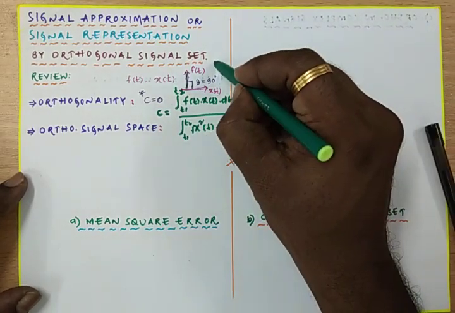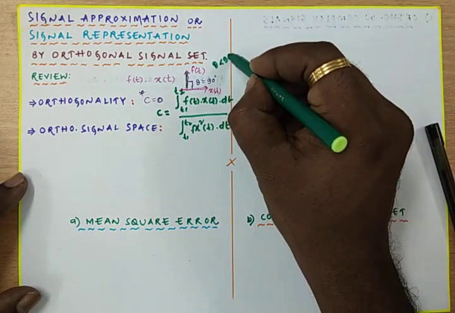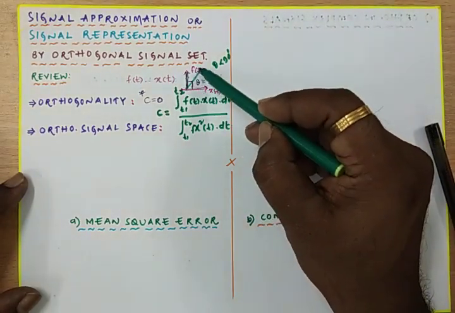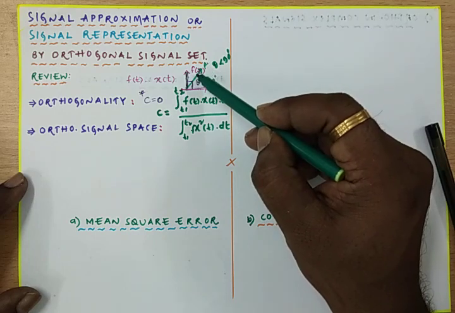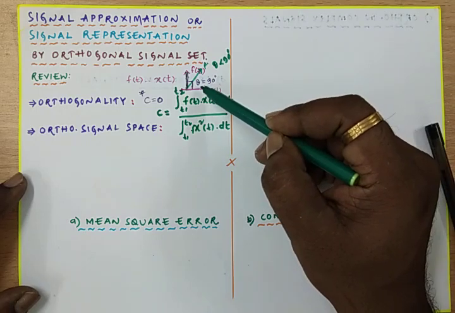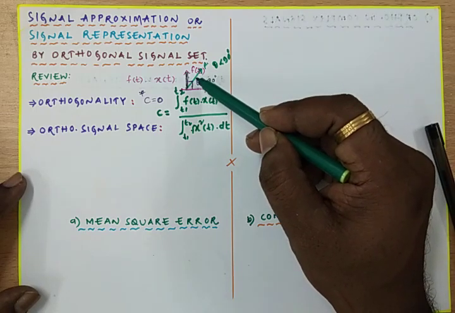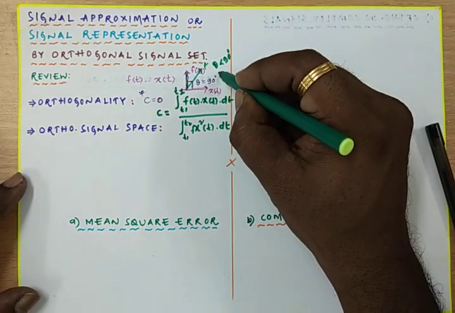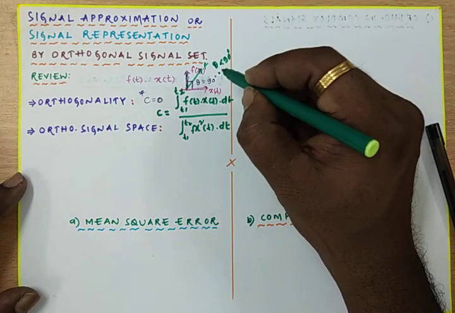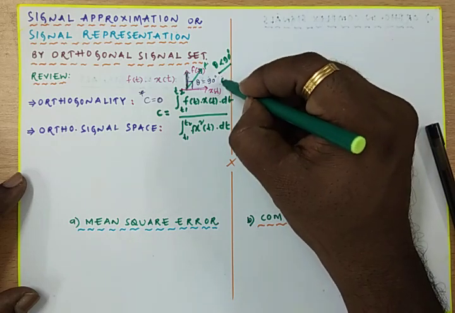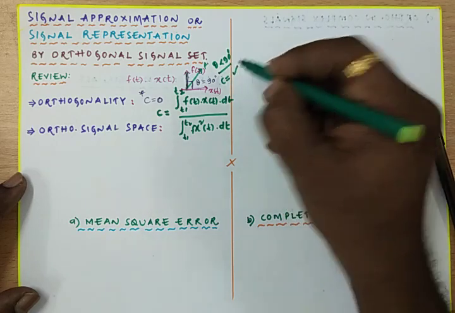What happens if theta is less than 90 degrees? That means f of t will be like this, so f of t will project a component along x of t, or x of t will project a component on f of t. In such cases, if theta is less than 90 degrees, then we get c as a non-zero value.